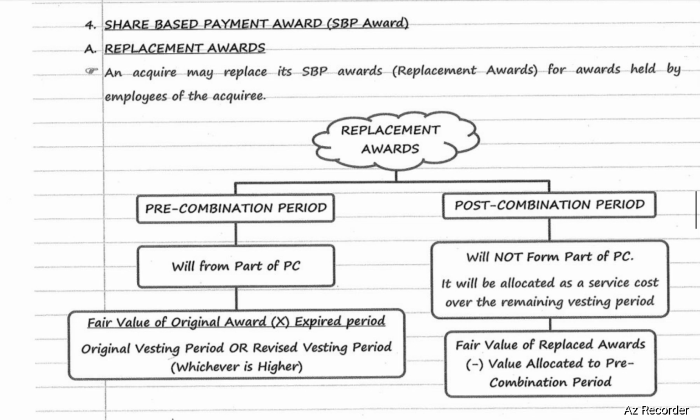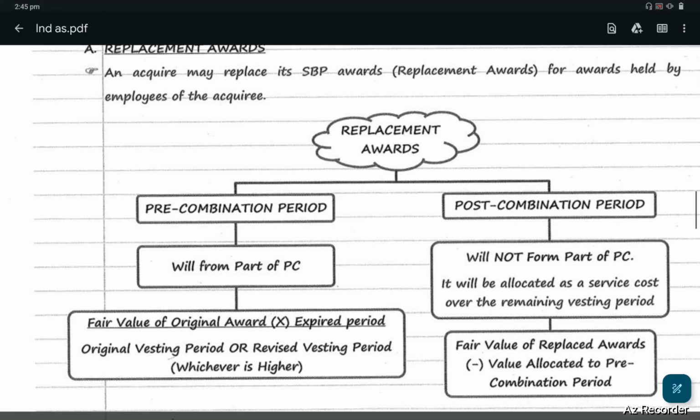What is the amount that will form part of purchase consideration? Amount that will form part of purchase consideration in case of pre-combination period is fair value of original award into expired period divided by original vesting period or revised vesting period, whichever is higher. In case of post-combination period awards, they will not form part of purchase consideration. It will be allocated as a service cost over the remaining vesting period. What is the value? Value equals fair value of replaced awards minus value allocated to pre-combination period.